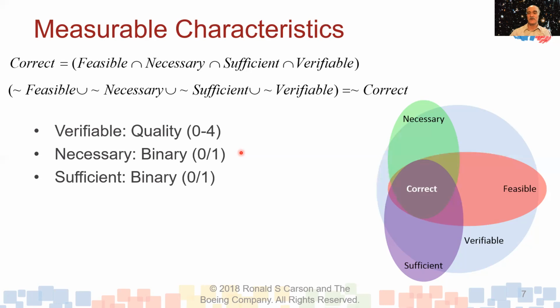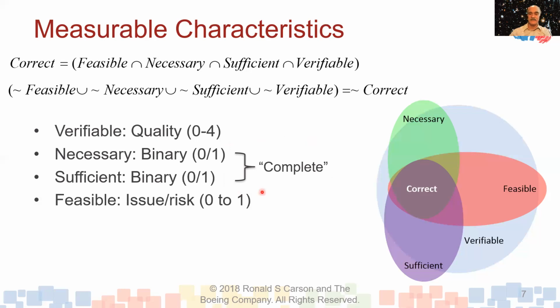Sufficiency is also a binary attribute. Either the requirement is sufficient to satisfy the parent or it's not. And sometimes we have to look at the combination with other requirements at the same level that are decomposed from a common parent to assess the set of child requirements with respect to the parent. These two criteria lead to what we have historically called requirements completeness in my papers going back to the 1990s.